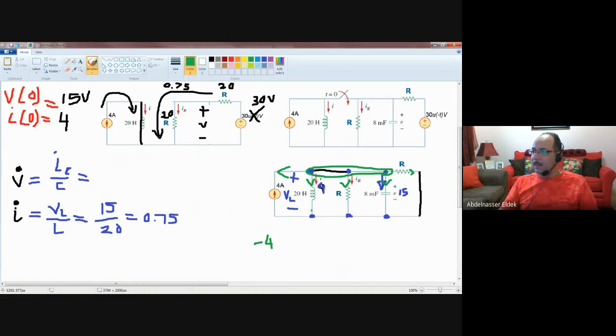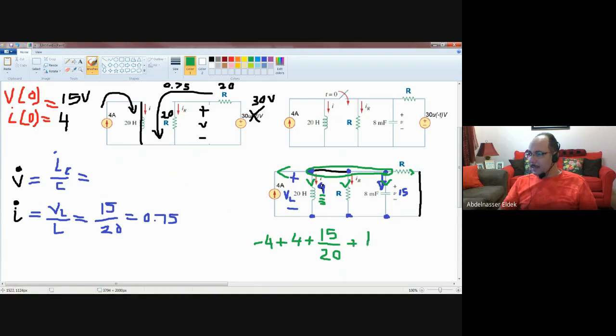The second current is what? Is 4 ampere. Yes, it is 4, because it is given here. See? Positive 4. Plus. Next current is this IR. What's IR? IR equal 15 volt, the voltage, divided by R. R is 20. So IR equal the voltage divided by resistance. The voltage is 15 divided by resistance 20, plus.